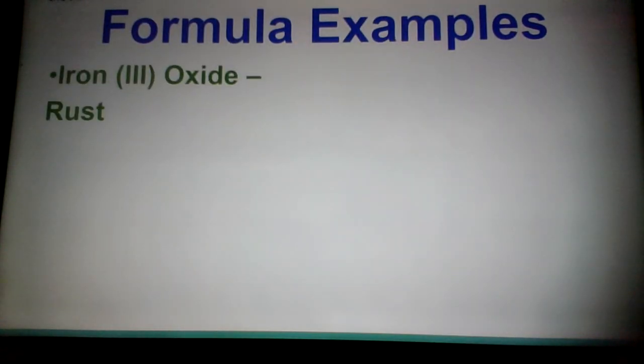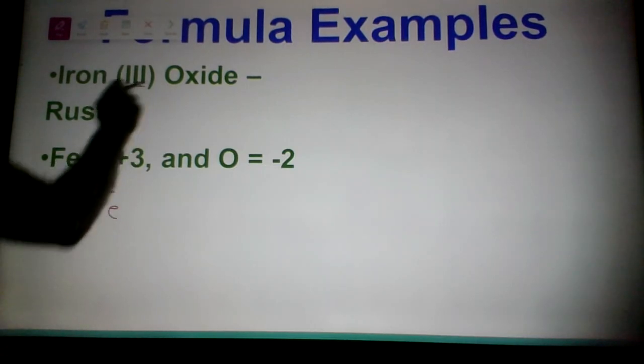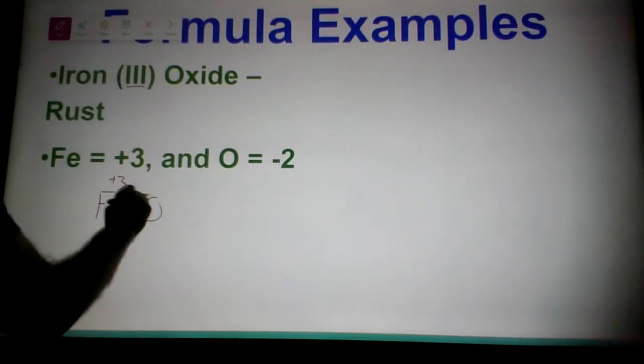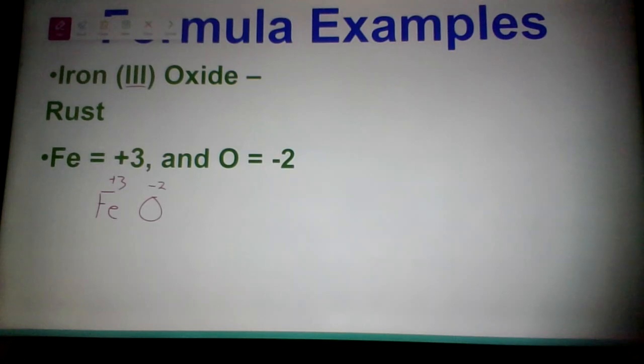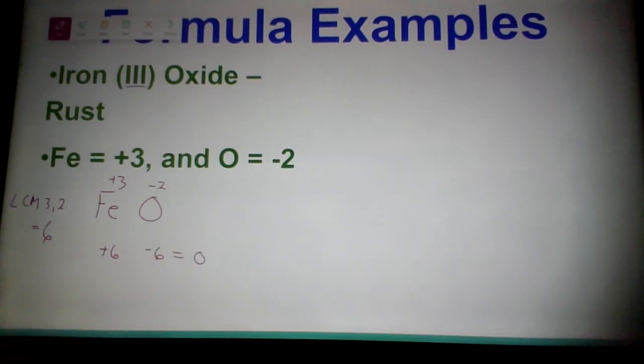Iron 3 oxide. I know I showed you that a little while ago. Iron is +3, oxygen is -2. How are we going to write this? Well, this time we're told right there, use the +3, oxygen is the -2. Let's do this the long way first. I can't just say 2 2s make a 3. That won't work out. But again, I showed you this a while ago, least common multiple of 3 and 2 equals 6. So a +6 and a -6 will get me a 0.